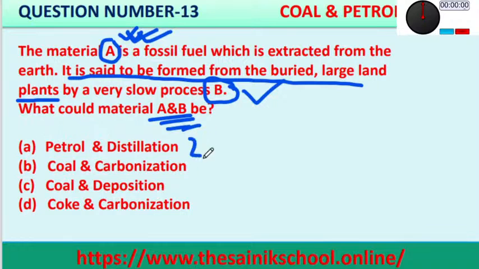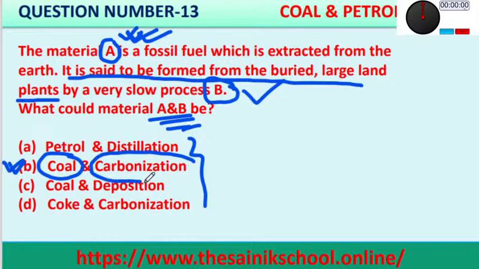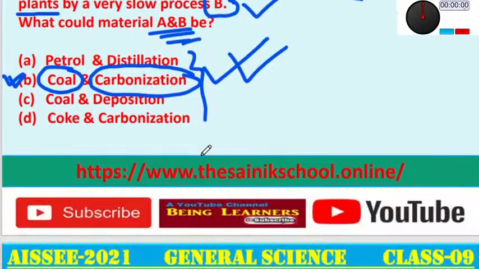You have to select the correct answer from here. Petrol and the process is distillation; coal and the process is carbonization; coal and the process is deposition; coke and the process is carbonization. The correct answer here is B, because the fossil fuel is coal, which is made from large land plants by the slow process known as carbonization. Like this you have to select the correct answer. Now question number 14.